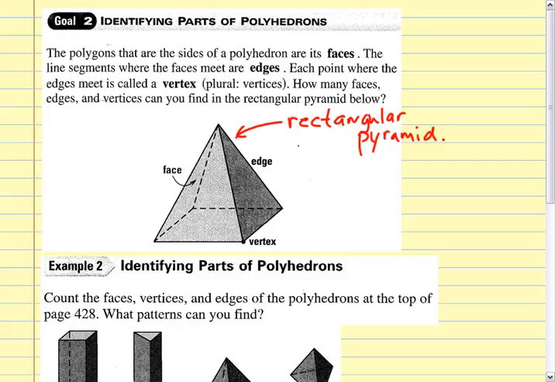Now, there are parts to this shape, to this solid. Okay. There are the flat parts, and we call those the face. Then the edges, like these sharp lines, are called edges. And then where the lines meet, these points, this is called a vertex.